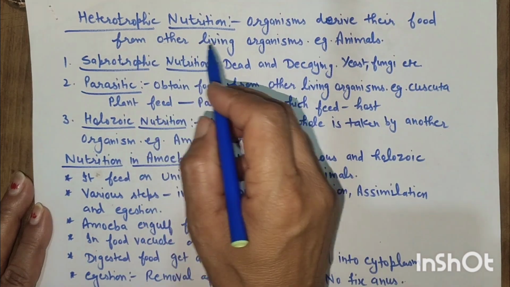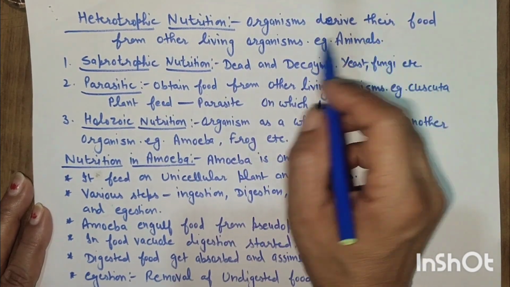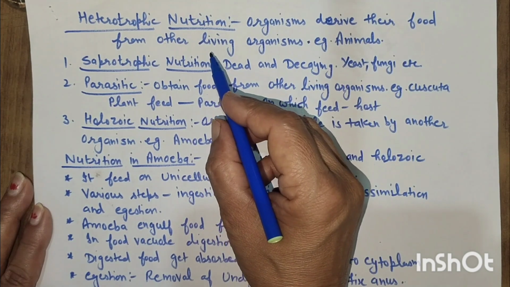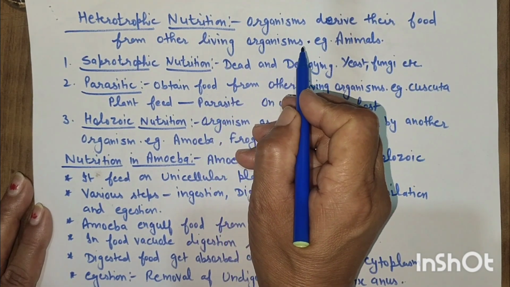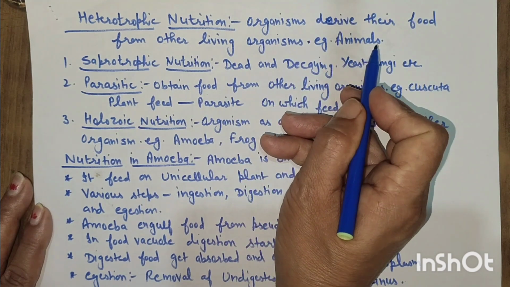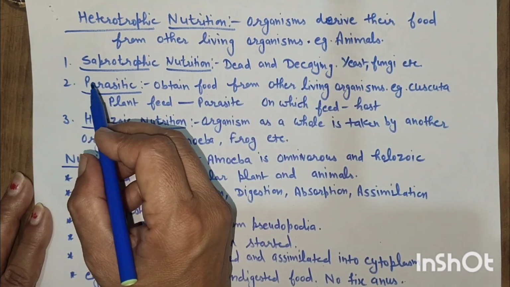Now the heterotrophic mode of nutrition. In this mode of nutrition, organisms derive their food from other living organisms. They take ready-made food from other organisms, like animals. It is of three types.